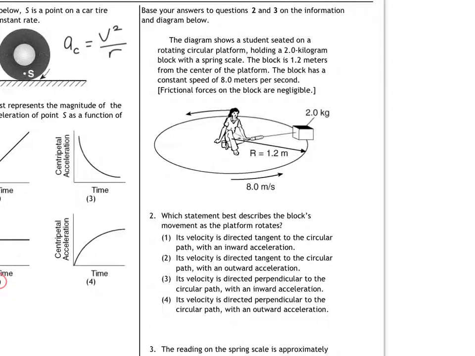As the block rotates at 8 meters per second in this direction, which statement best describes the block's movement as the platform rotates? Its velocity is directed tangent to the circular path. That's definitely true. The velocity of the block would be going something like that. And it has an inward acceleration, so I think choice 1 is our best answer. What you should remember for this one is that a_c and F_c, the centripetal force, are both towards the center.